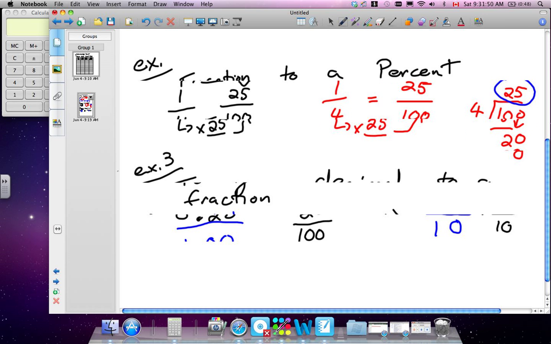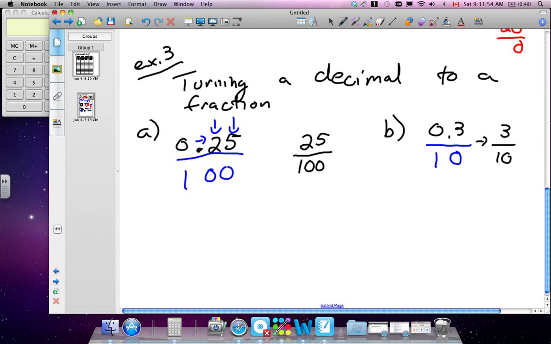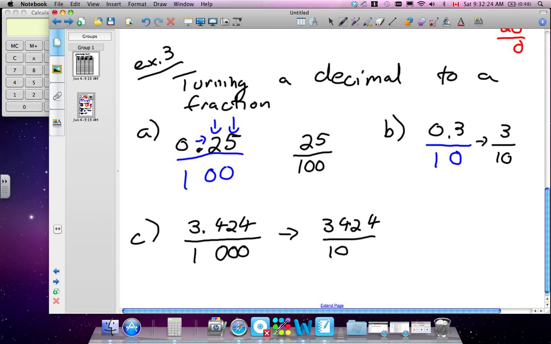And finally, let's do one other example. Let's say we had the number 3.424. This is a tough one. I'm going to make this into a fraction. How many numbers are to the left of the decimal? 1. So I put a 1 there. And how many numbers are to the right? 3. So 1, 2, 3. So as a fraction, this becomes 3424 over what number? 1,000. Okay. You see how that worked to get that? So we've turned these into fractions.